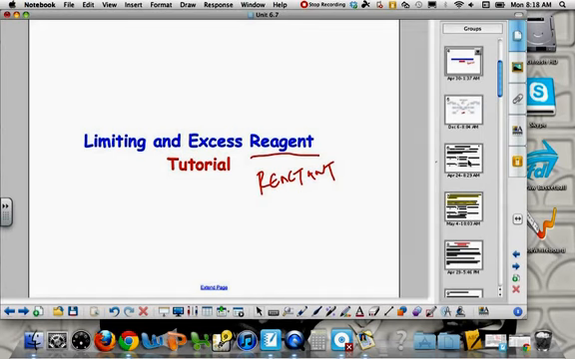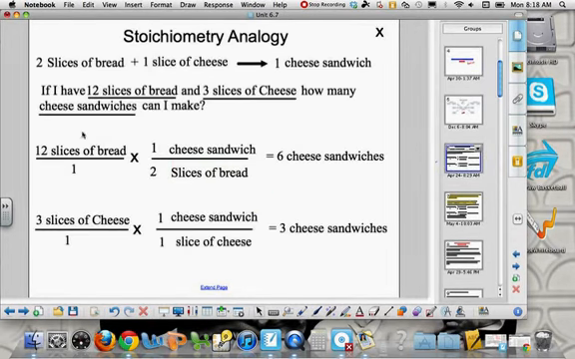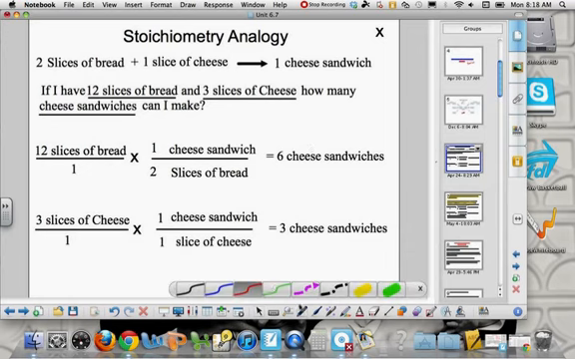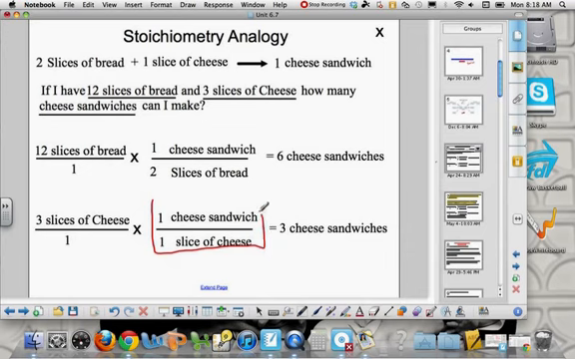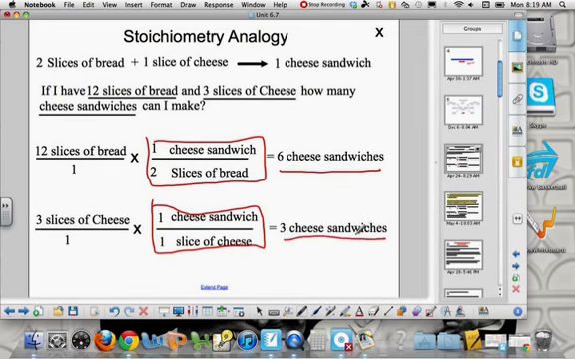Well, let's take a look at this example that we looked at before with stoichiometry. In this example, we had this equation: 2 slices of bread plus 1 slice of cheese would make us 1 cheese sandwich. And we asked ourselves, well, if I had 12 slices of bread and 3 slices of cheese, how many cheese sandwiches could I make? And through stoichiometry, we were able to change our slices of bread into cheese sandwiches and our slices of cheese into cheese sandwiches using our balanced equation. This step here comes from our equation, this mole-to-mole ratio. And we were able to figure out that 12 slices of bread would make us a total of 6 sandwiches, while 3 slices of cheese would only make us 3 sandwiches. This is an example of a limiting and excess reagent problem.